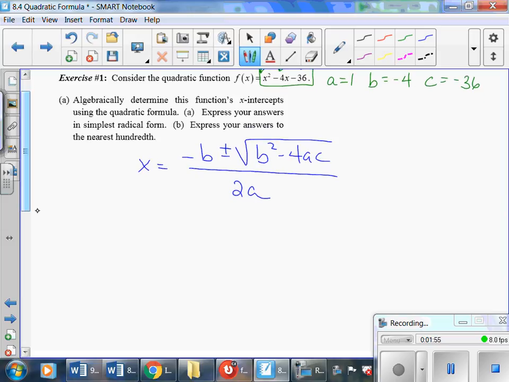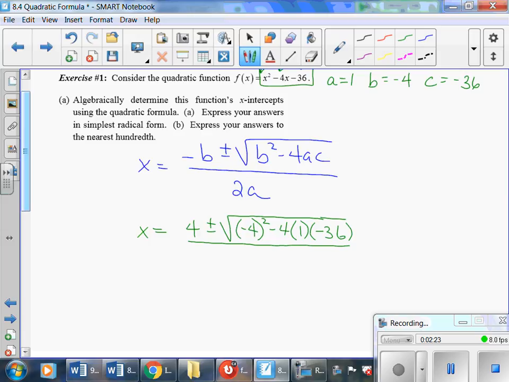So we have x equals the opposite of b, so it's positive 4 plus and minus the square root. Now b squared, whether you square a positive or negative, will always become positive. But you can do negative 4 squared, just make sure it's in parentheses, minus 4 times a times c, and that's all underneath that radical. And then the whole thing is divided by 2 times a, in this case a is 1. And from this point, we're just going to simplify.